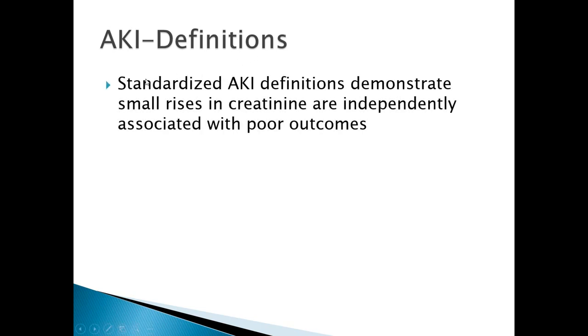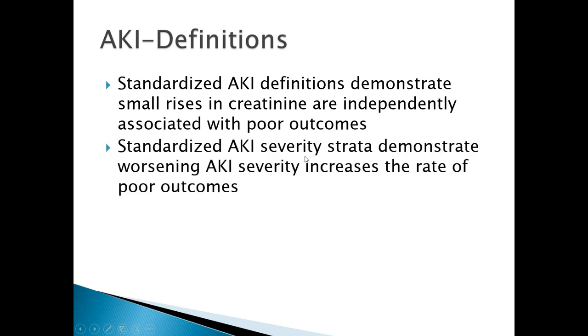So standardized AKI definitions show that even small changes in creatinine are independently associated with poor outcomes. The severity strata demonstrate that worsening AKI severity increases the rate of poor outcomes. That is critical because you are there by the patient, and we need to understand that renal failure is not just one thing. You don't just say, oh, this patient has renal failure. Renal failure is a spectrum of a problem, and it affects mortality for the patient and how long they stay in the hospital.